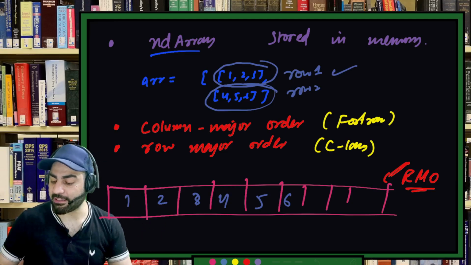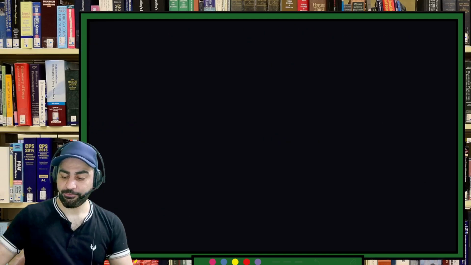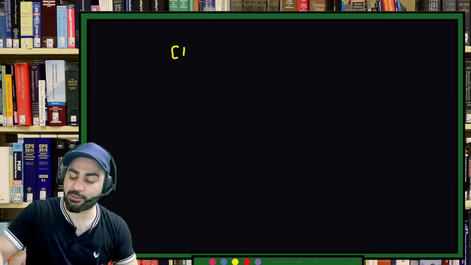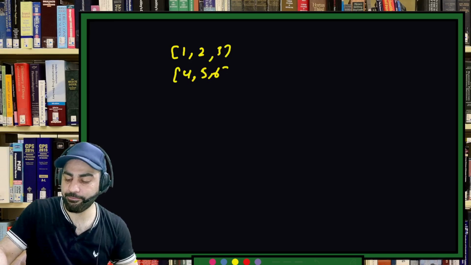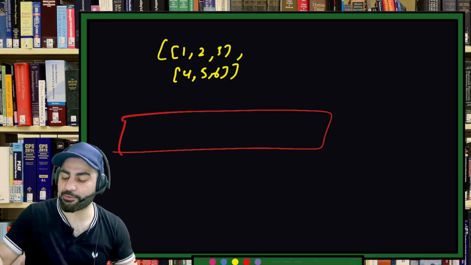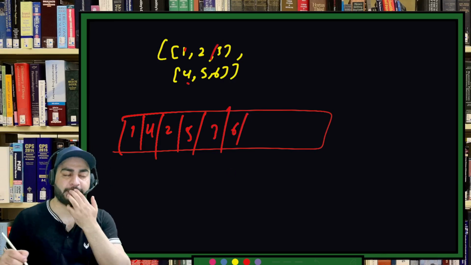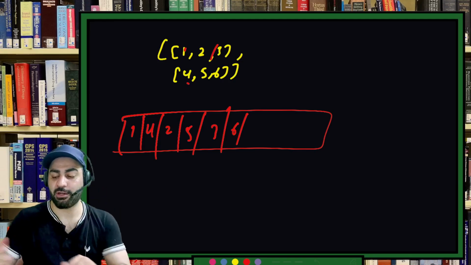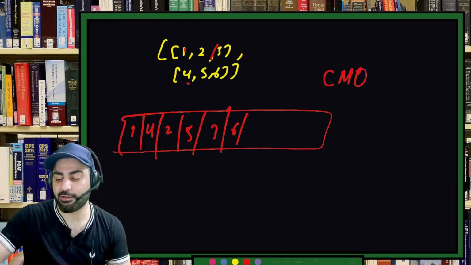Okay, and now the second thing is column major order. Obviously now you understood that it's 1, 2, 3, and this is 4, 5, 6. It's a 2D matrix. Now what it will do is take columns, one column at a time. So it will take 1, 4 first, then the second column, 2, 5, then 3, 6. Okay, this is how it is stored. It is stored in column major order.